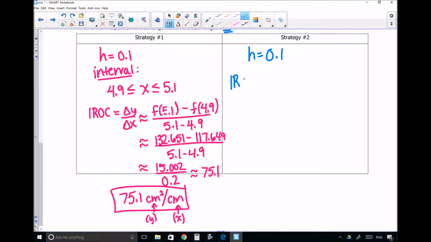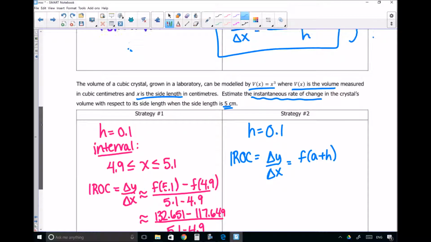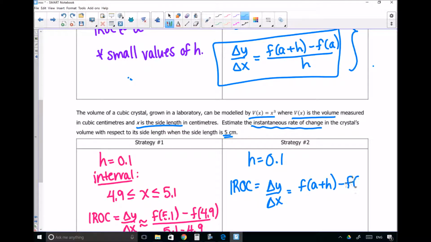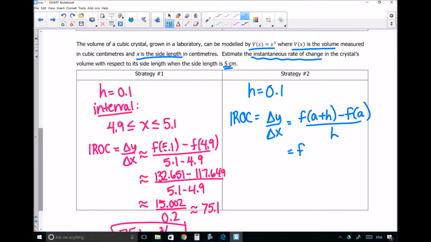So here, my instantaneous rate of change is equal to delta y over delta x. But remember, this time we said it's going to be f of a plus h. I'm just using the formula up here. F of a plus h minus f of a all over h. So I'm just using this thing right here. Okay, so this time what I'm going to do is I'm going to do f of, my a value is 5, it's happening at 5, my h value is 0.1, which means that I'm going to do f of 5.1 minus f of 5 all over my h value, which is 0.1.